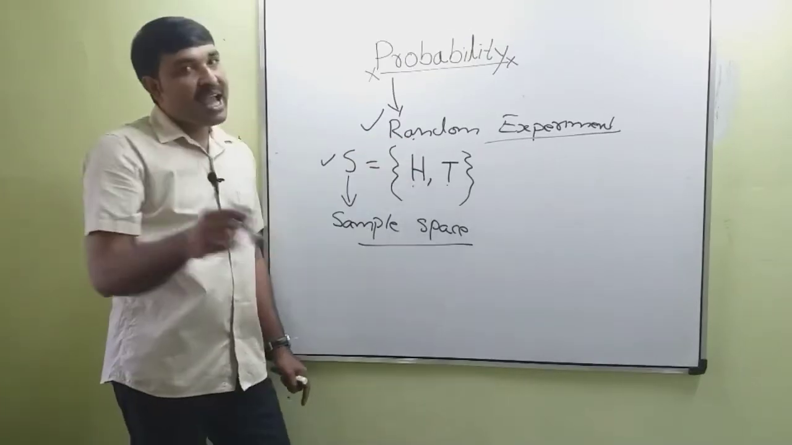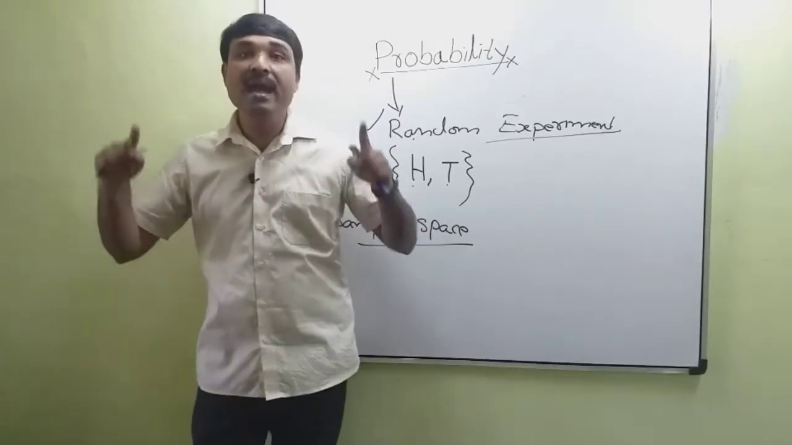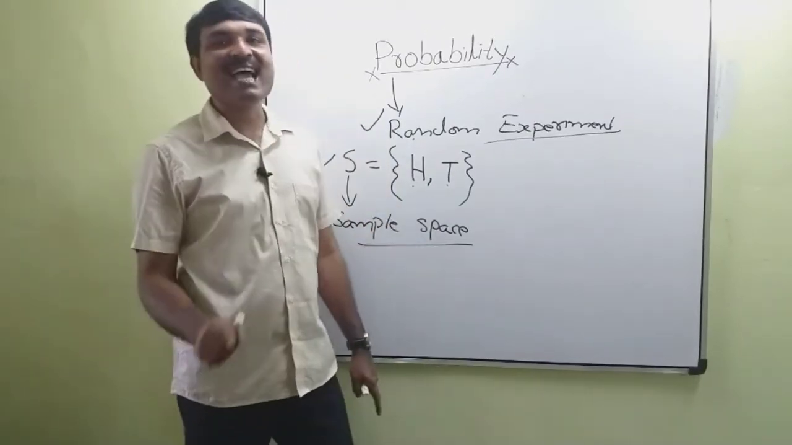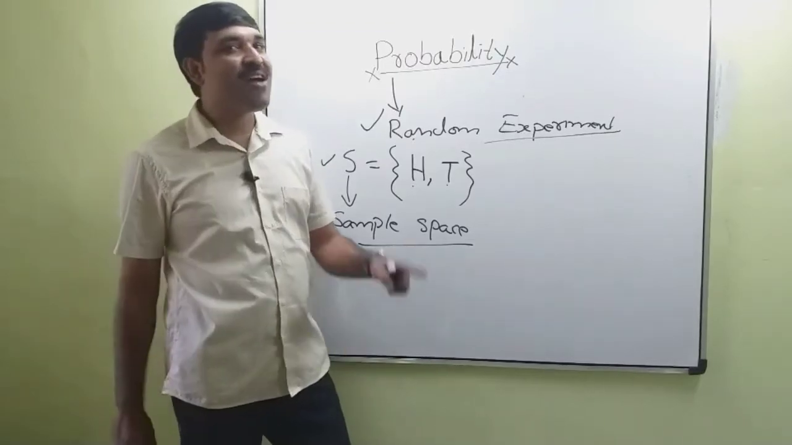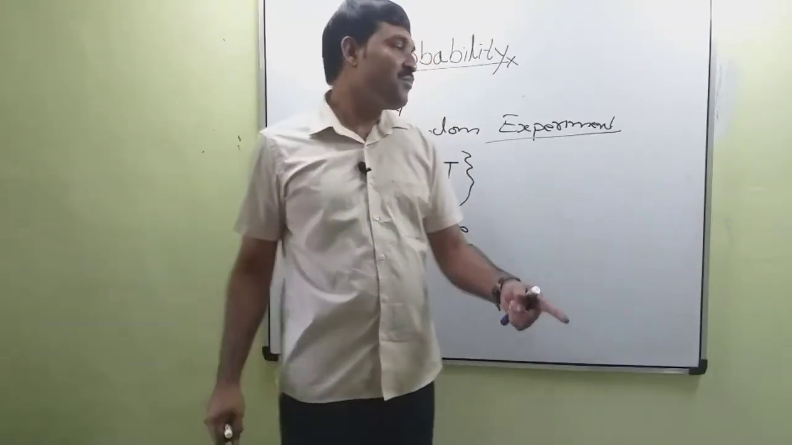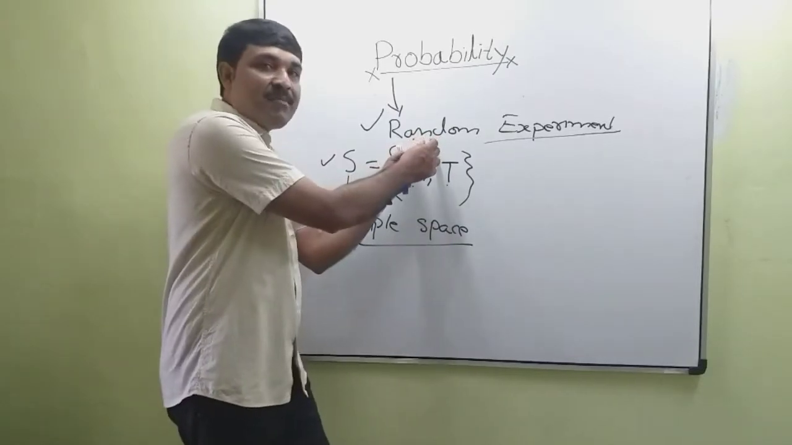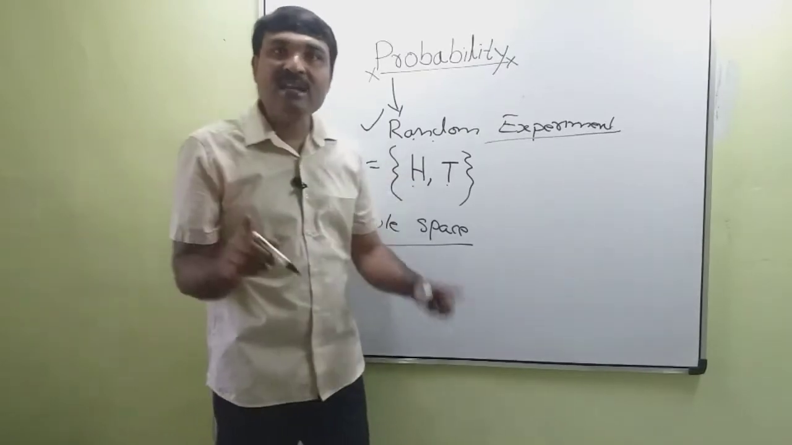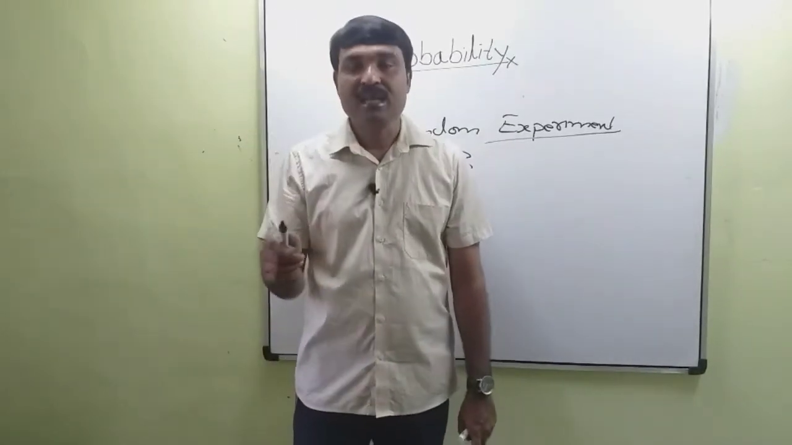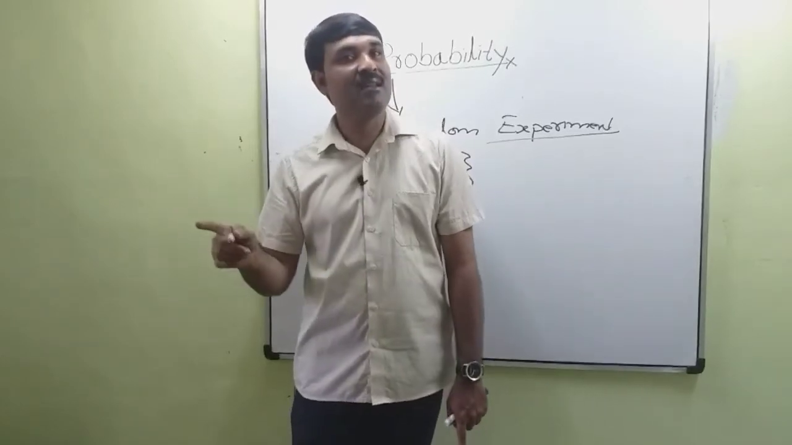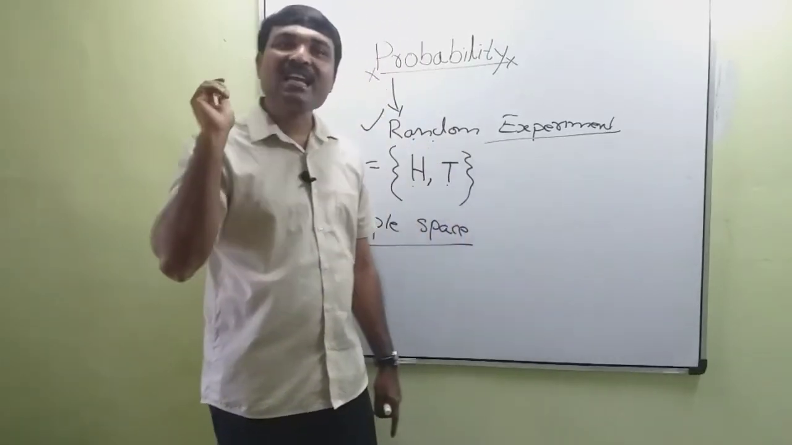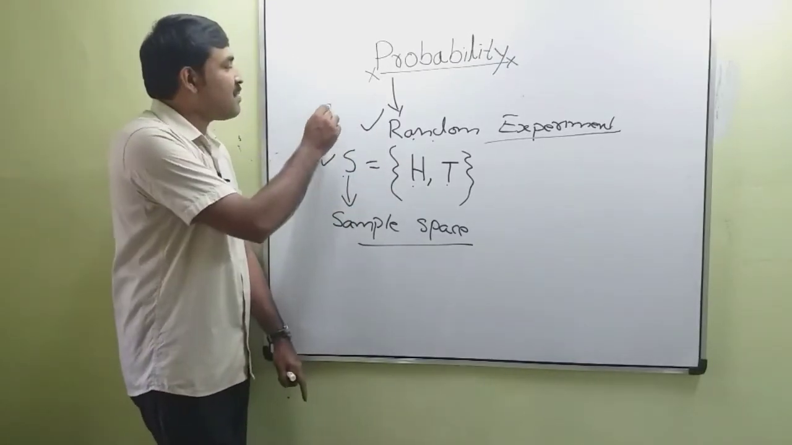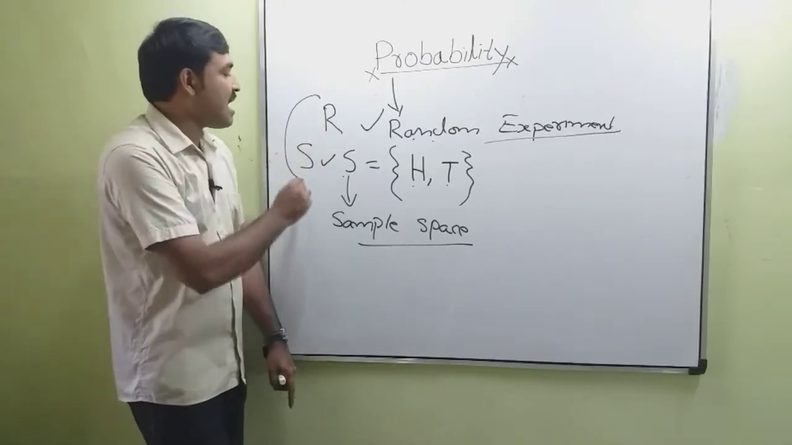Random experiment means any experiment which can be performed any number of times and whose outcome is always known, but the exact outcome will be known only after performing the experiment. The outcomes of this random experiment can be represented by a set, and each point will represent an outcome. After completing the experiment, the outcome will be exactly a single point in the sample space S. So we have a random experiment R and a sample space S.